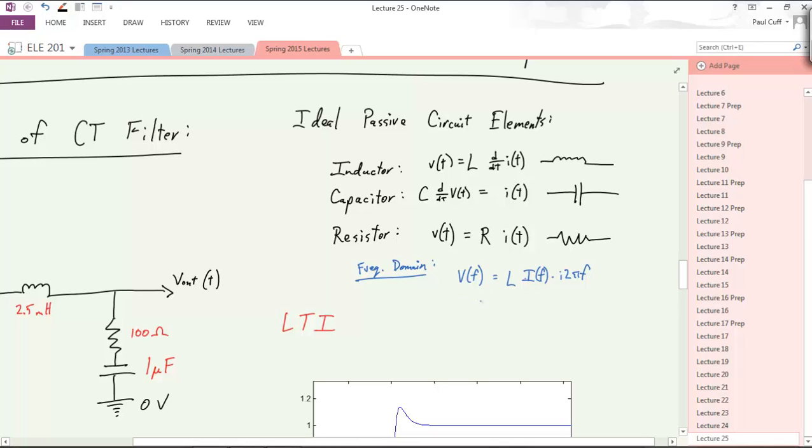And there's a better way to write this. We'll write that we now have a ratio of V of f over I of f equals i2πfL. Or let's put the L first: i2πLf. Okay, so that's our rule for inductors. And then for the capacitor, we have also that there's a ratio between V and I, but this time it equals 1 over i2πCf.